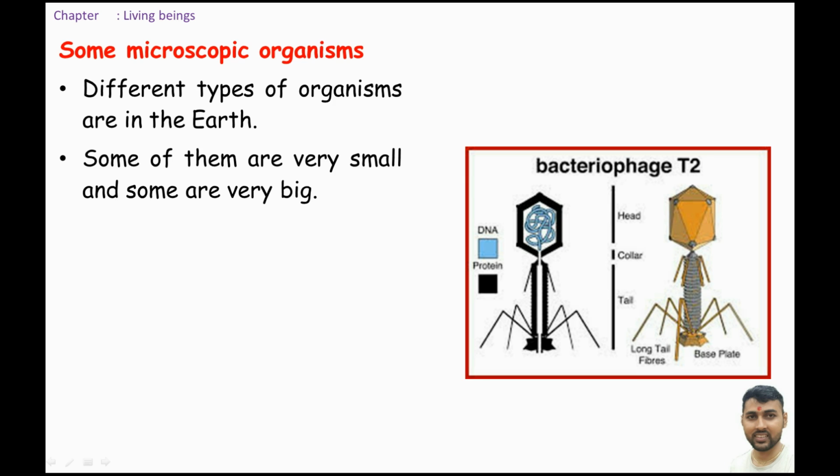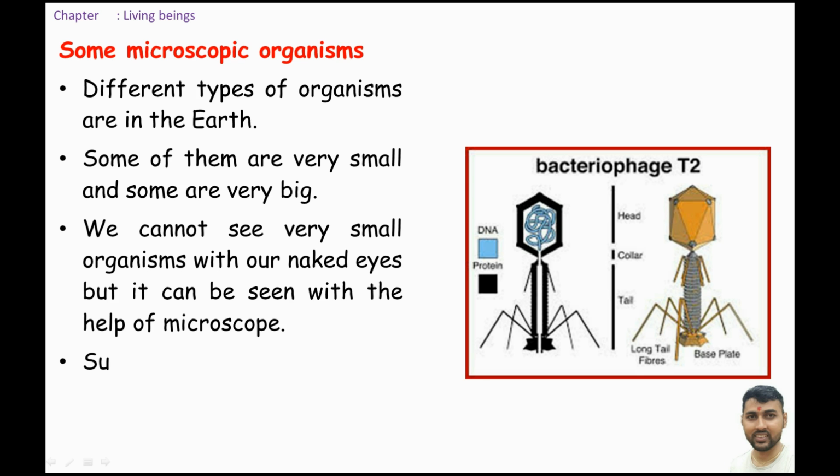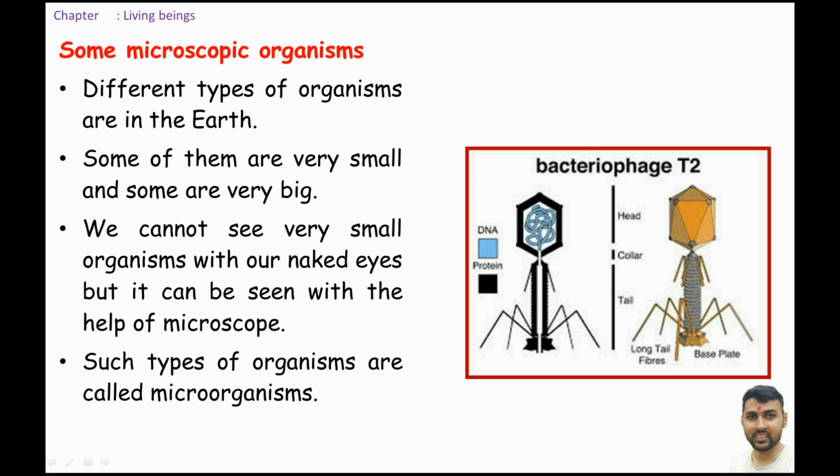Some are unicellular, some are multicellular. Some are microscopic and need a microscope to see. Some are very large and do not need a microscope. We cannot see very small organisms with our naked eyes. To see very microscopic organisms, we need a special type of microscope.